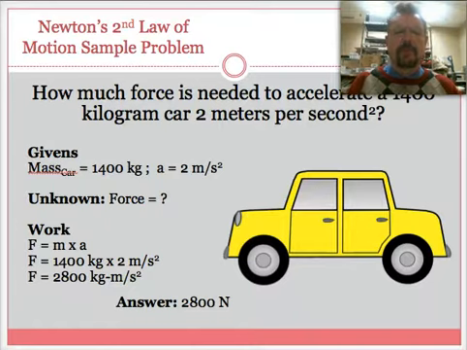Sample problem. How much force is needed to accelerate a 1,400 kilogram car 2 meters per second squared? Your givens are the mass of the car at 1,400 kilograms and your acceleration is 2 meters per second squared. The unknown is force, and so you simply use the equation force is mass times acceleration, plug in the numbers, and you end up with 2,800 newtons.